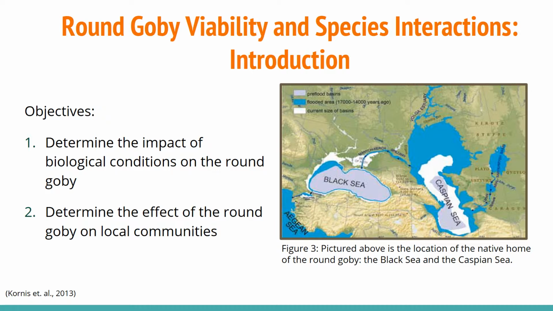Oddly enough, invasive species are quite unique, although they tend to occupy an ecosystem similar to their native one. For the round goby, their native home is the Black and Caspian Seas, and their invasive home is the Lake Erie watershed. Invasive species such as the round goby are successful in non-native environments if they have genetic plasticity, thus allowing them to adapt to non-native environments.